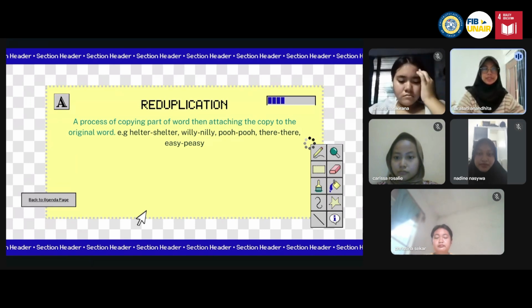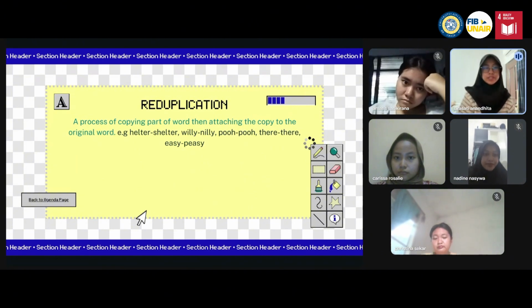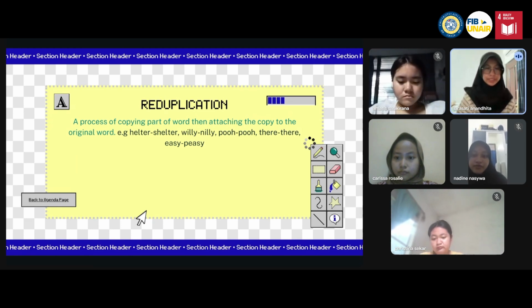Okay, my name is Larasati and I will explain the last phonological process, which is reduplication. Reduplication is a process of copying part of a word, then attaching the copy to the original word. As examples, like helter skelter, willy nilly, poo poo, and easy peasy.